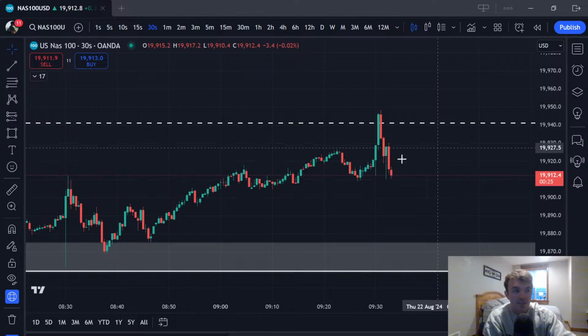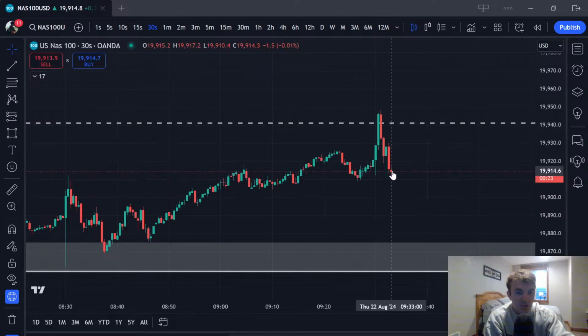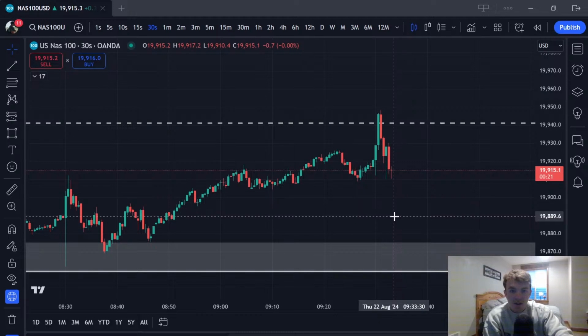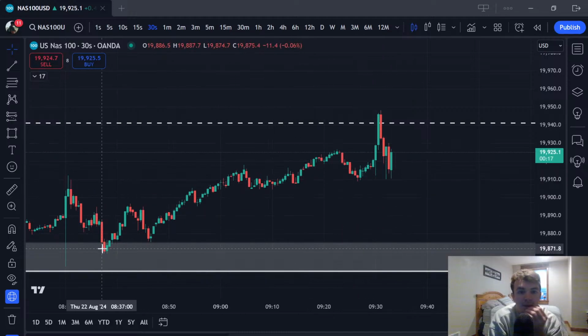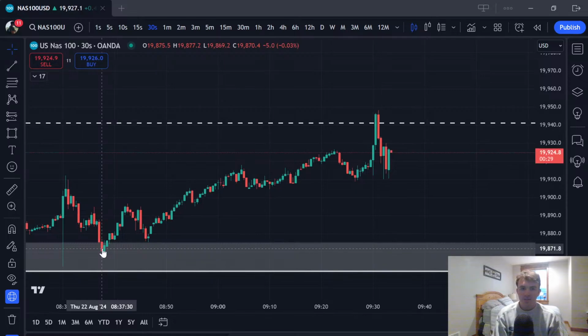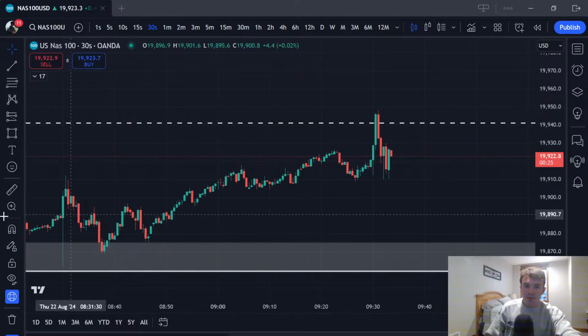And so you can see now that we close below, we're targeting lows all through here. This is chill. This is really chill. We are looking for SMTs.